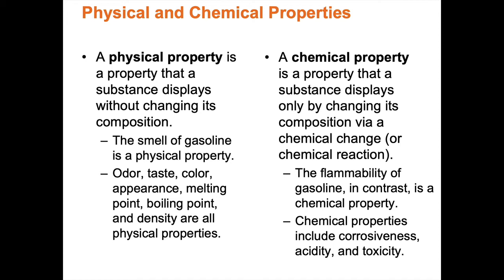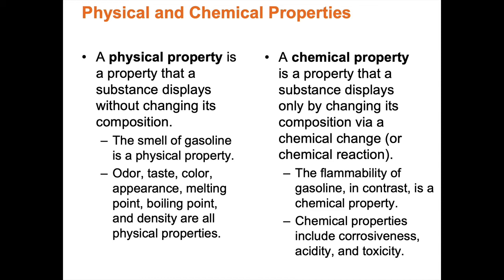Now, something associated with physical and chemical changes are properties. A physical property is a property of a substance, as it's sitting right there in front of you, that has to do with the substance, but not its composition. In other words, ice is cold. That is a physical property. It's a temperature. It's what it feels like. It's what it exists as right then and there. We can have things like odor, taste, color, appearance, melting point, boiling point, density. All these things are physical properties.